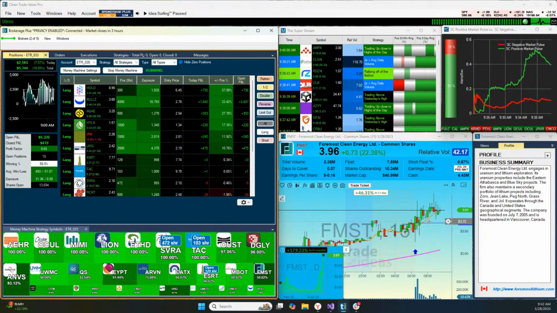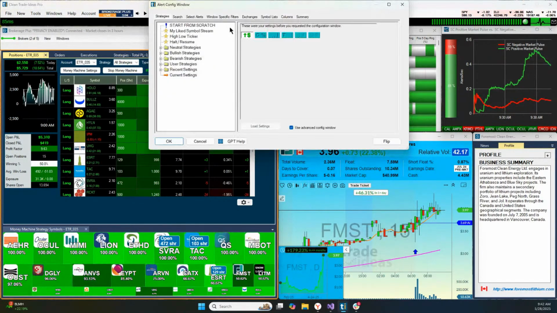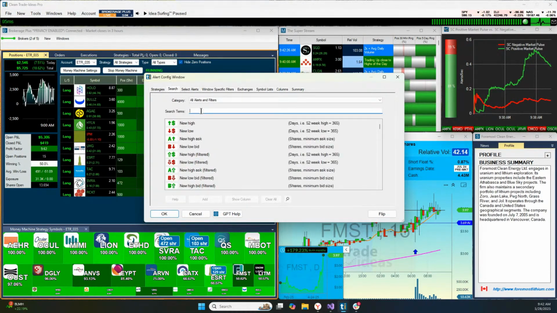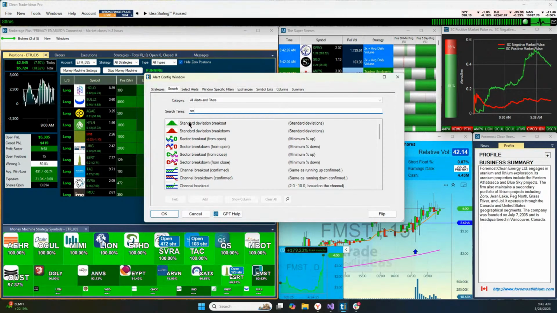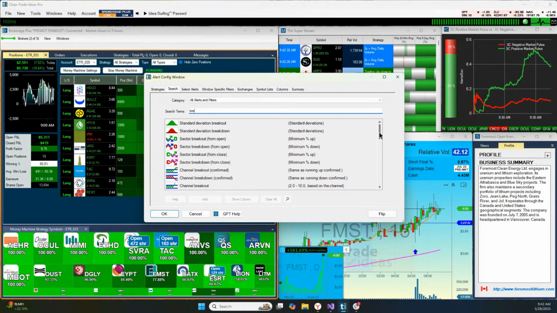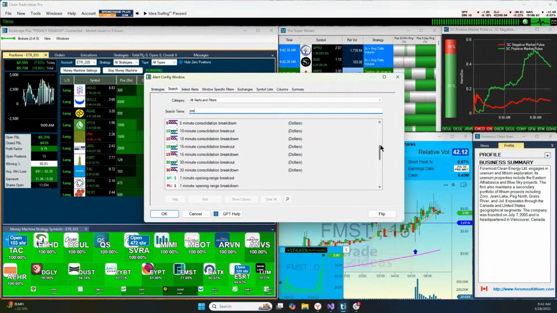So Raj, we have so many breakouts. I mean, just let me show you guys something. So new alert window, okay? And all you have to do is search: standard deviation breakout, sector breakout, channel breakout. You see, I just typed in BRE, break. So many options, opening range, all of this. I mean, everything is done for you.